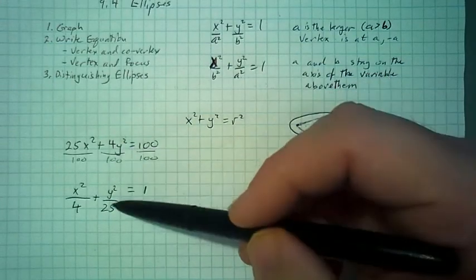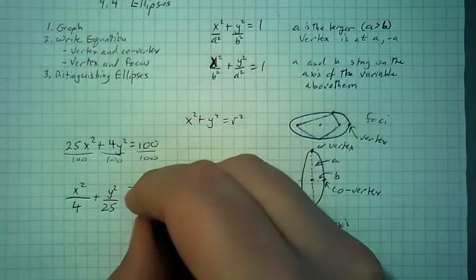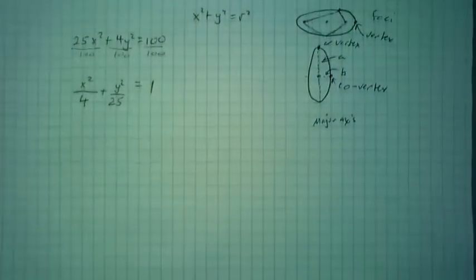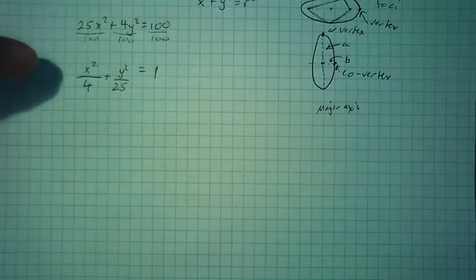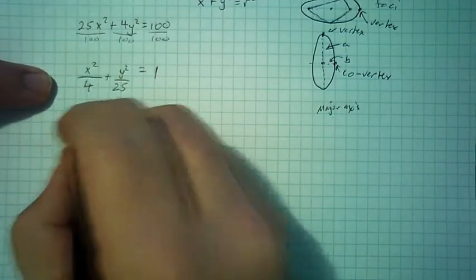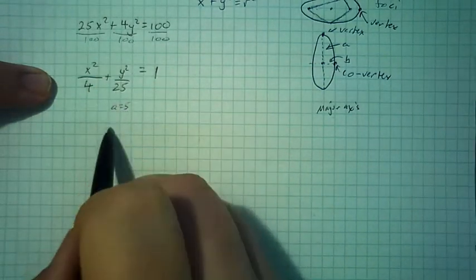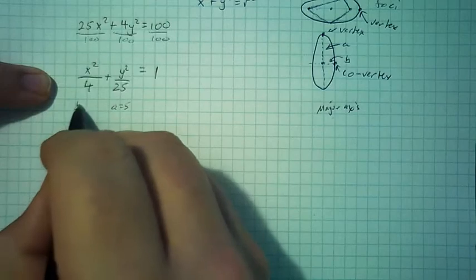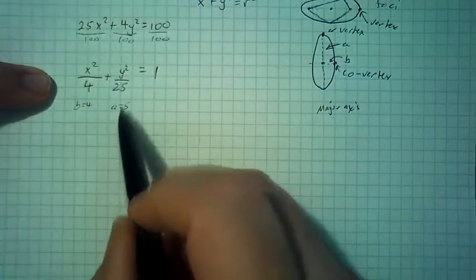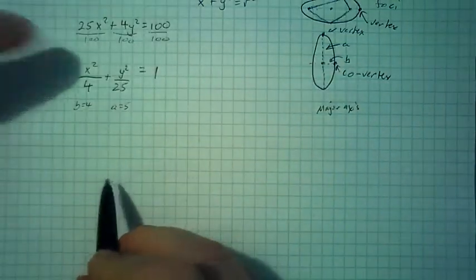100 divided by 4 is 25. 100 divided by 25 is 4. Sometimes these will be irrational as well, so you should be prepared for that. I'll make sure to do at least one example like that. In this case, then, A is the larger of the two. A is 5, because 25 is 5 squared. B is going to be 4. Also, A is under the y squared, which means this ellipse is going to be taller than it is wide.